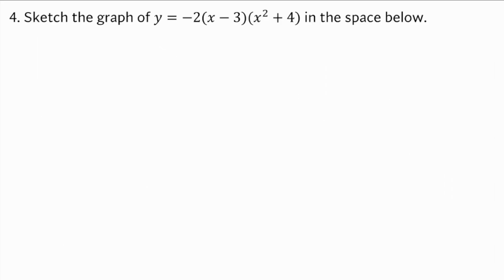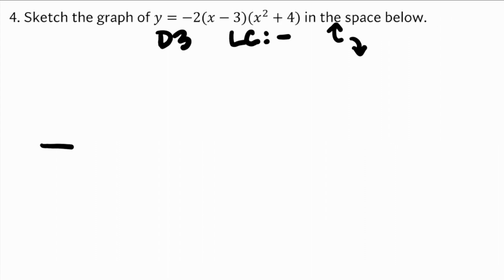Okay, sketch the graph of y equals negative 2 times x minus 3 times x squared plus 4 in the space below. Okay, so the first thing is the degree. It's going to be a degree 3 polynomial because I see 1 x here and then 2 more there. So that adds up to a total of 3 degrees. Okay, the leading coefficient is going to be negative 2, so I've got a negative leading coefficient, which means that the end behavior is going to look like y equals negative x cubed, like that.